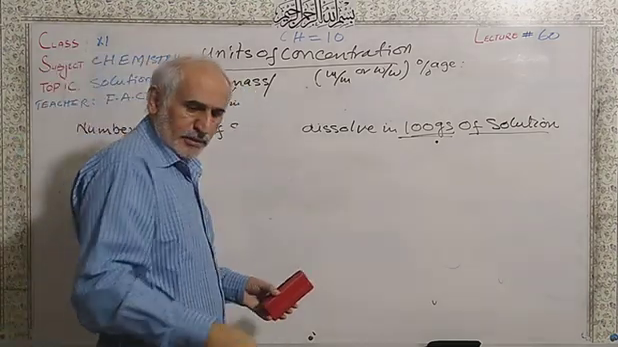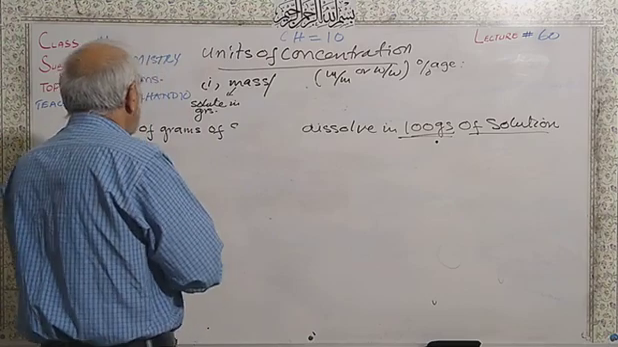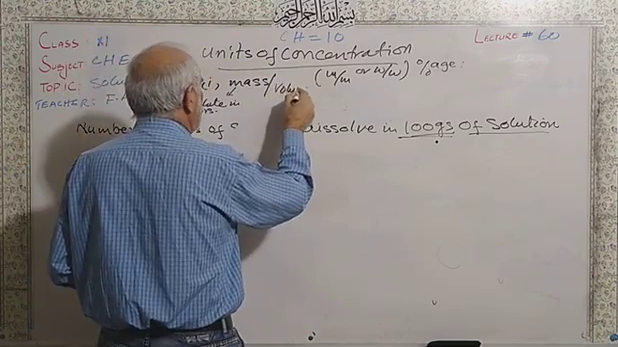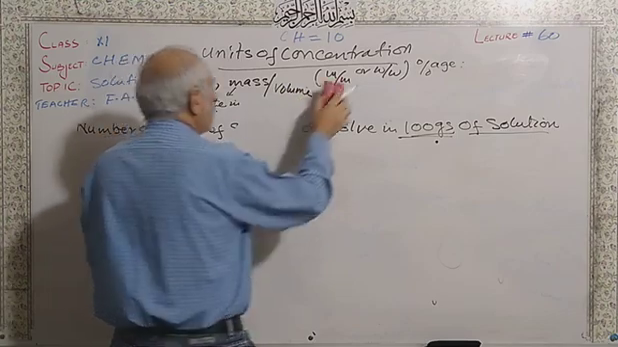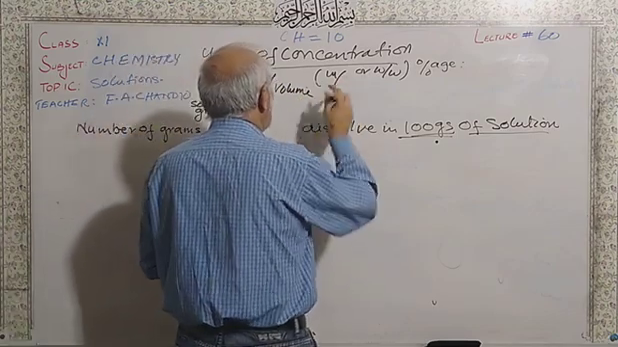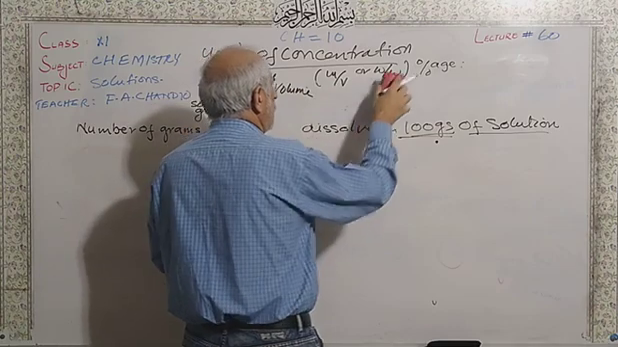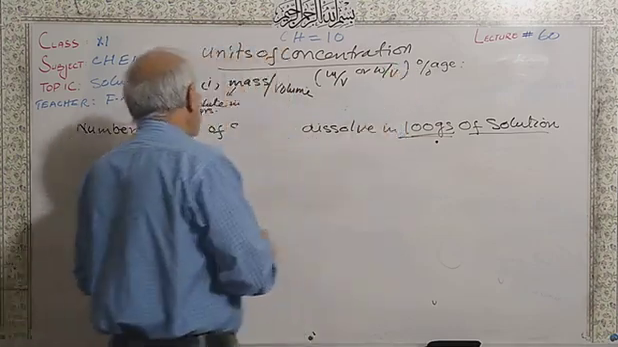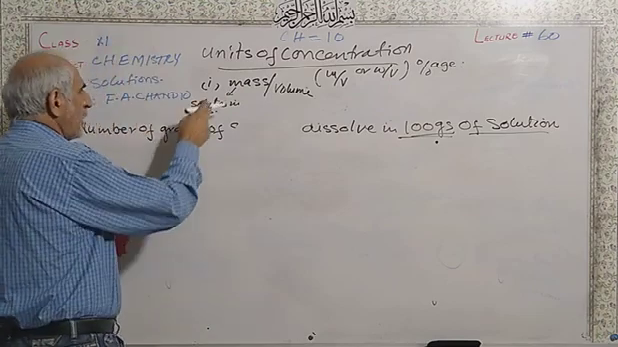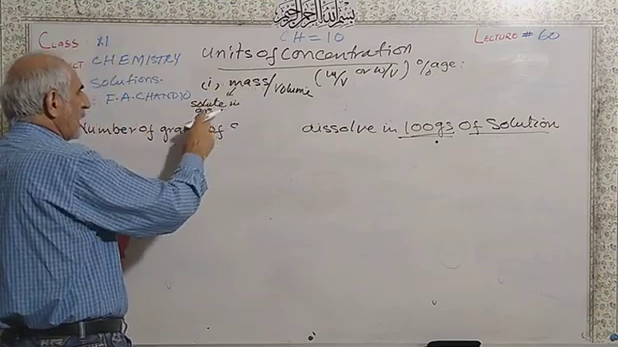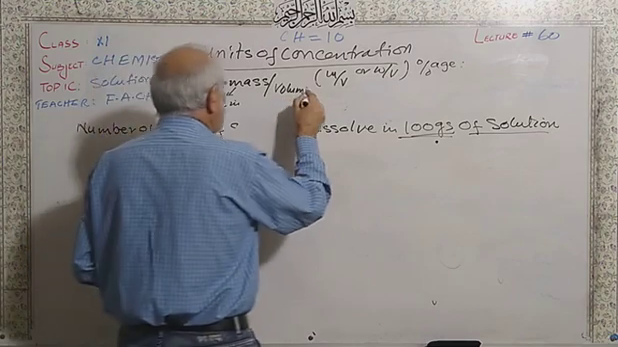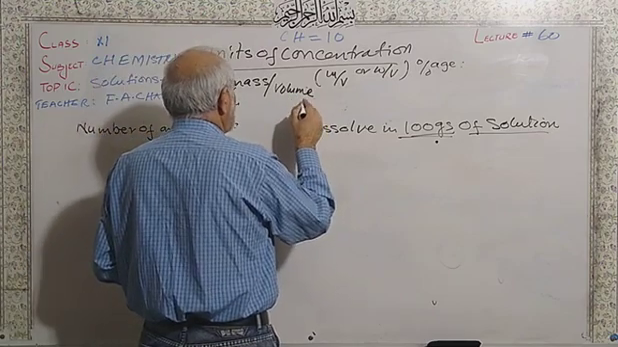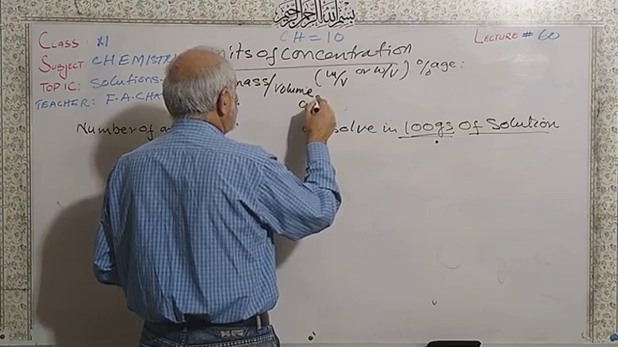Now number 2 is mass volume percentage. Mass volume means solute in grams and volume means cubic centimeters.